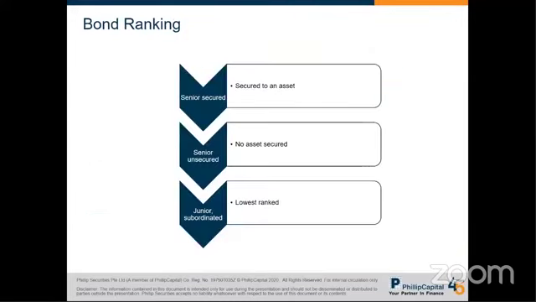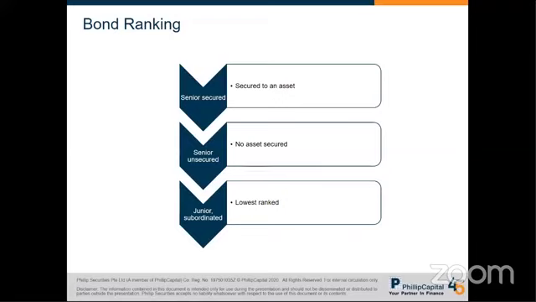Corporate bonds usually have rankings. This ranking system dictates the payout order in the event the issuer cannot meet its financial obligations. This is also known as a default. These are three of the common rankings: senior secured, senior unsecured, and junior subordinated.